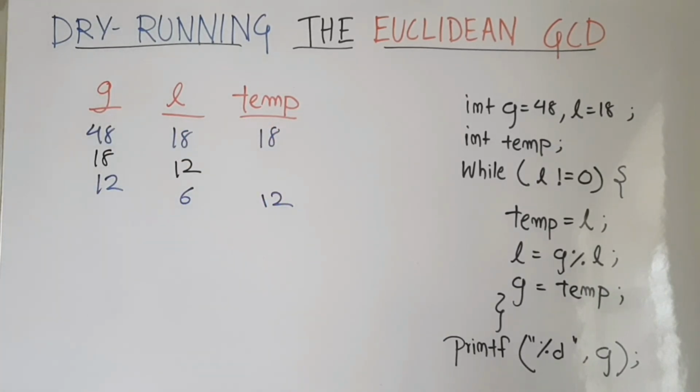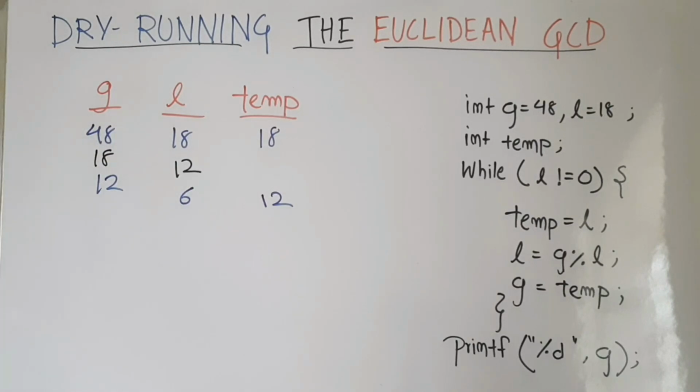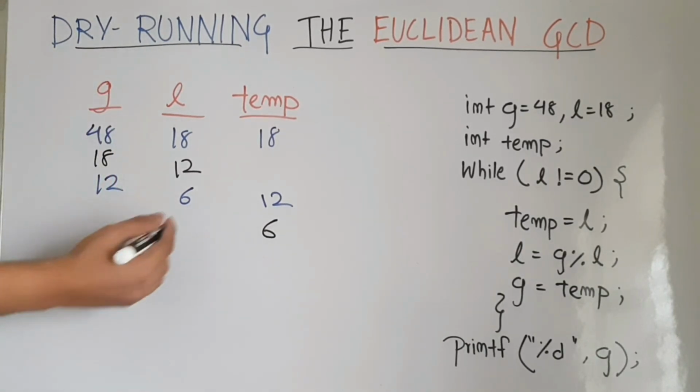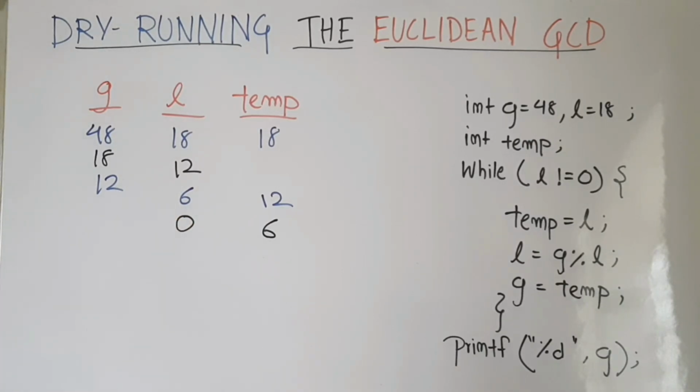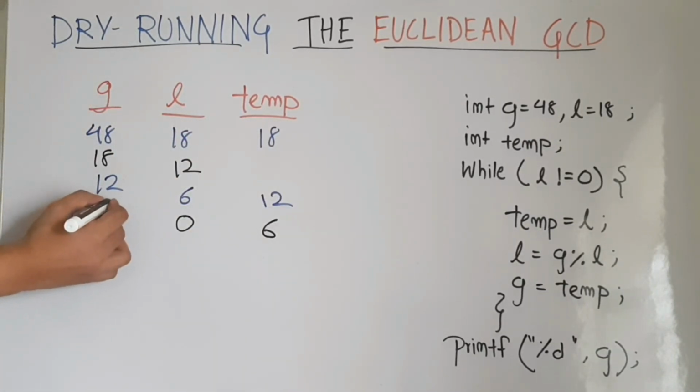As we enter the loop again, the value of L is 6. The condition is true. So temp equal to L. Now temp is equal to 6. L is equal to G mod L. G is 12, L is 6. 12 when divided by 6 leaves the remainder 0. So L turns 0. G is equal to temp. The value of temp was 6. So now the value of G will be 6.